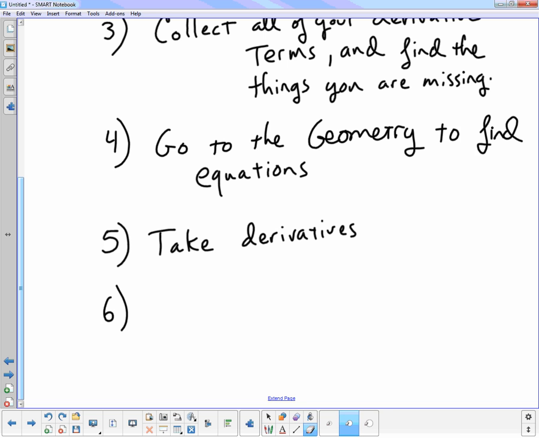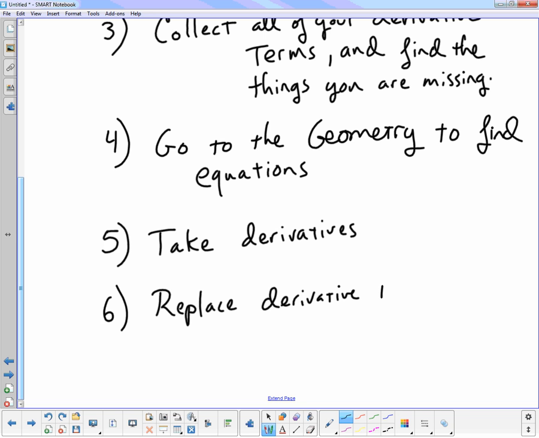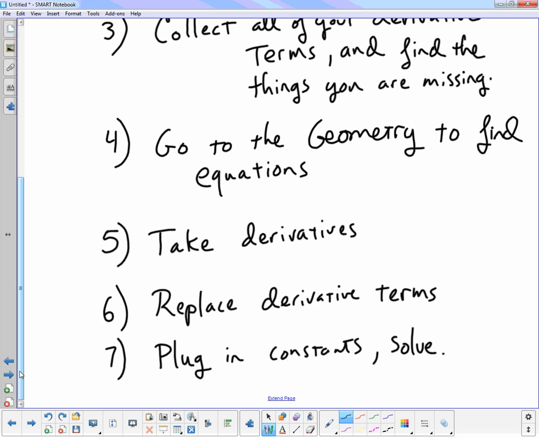Actually, I shouldn't say plug in, I should say replace. Now, sometimes you're not looking for a number. You might just be looking for an equation, saying, how are these two terms related? Another problem might ask, what is the speed or the area or the volume or the height at a certain time?